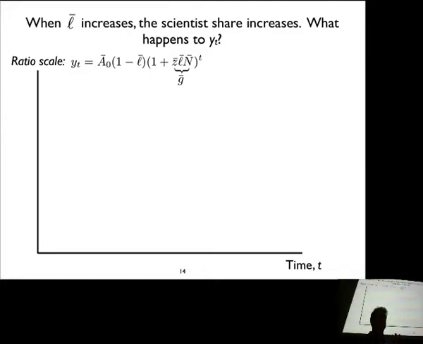Suppose there's an increase in the scientist share L bar. What happens to income per person? Now, you could look at this a couple of ways to develop intuition. Remember that I said this parameter, the scientist share, is a lot like the saving rate in the Solow model. If you increase the saving rate in the Solow model, what happens to income per person? It increases.